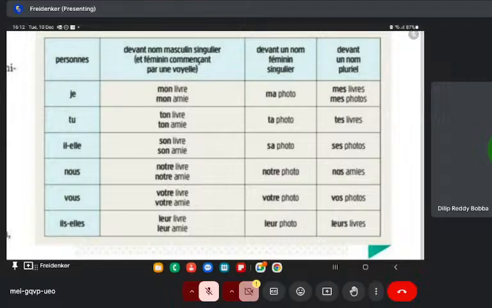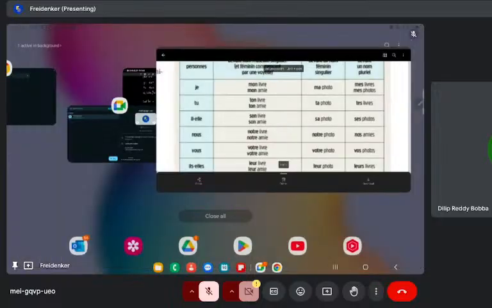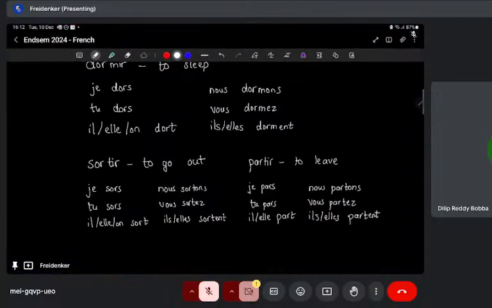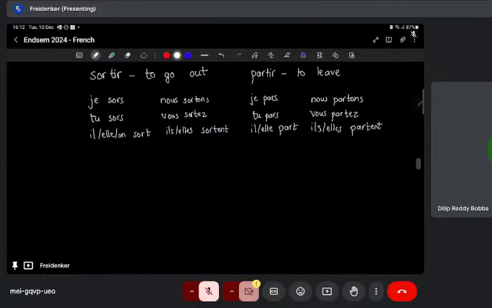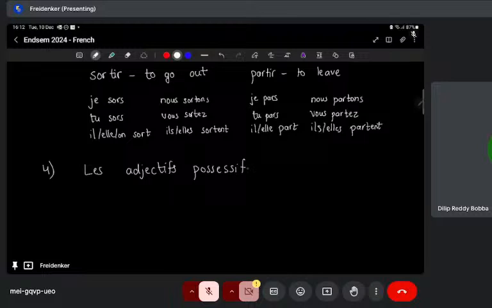Okay, let me write the table so you get an idea. We're now looking at possessive adjectives, les adjectifs possessifs.